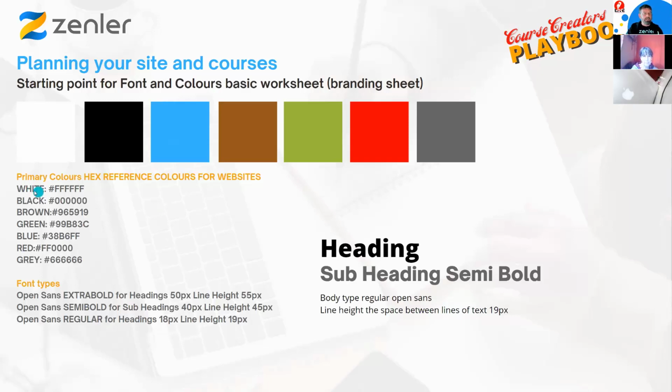Next, I have what's called hexadecimals. Next week, we will be looking at creating a sheet like this, so don't worry. But I have the hexadecimal colors for it, and you can enter these straight into Zenler. These are the color codes that make up these colors. That's all it is.